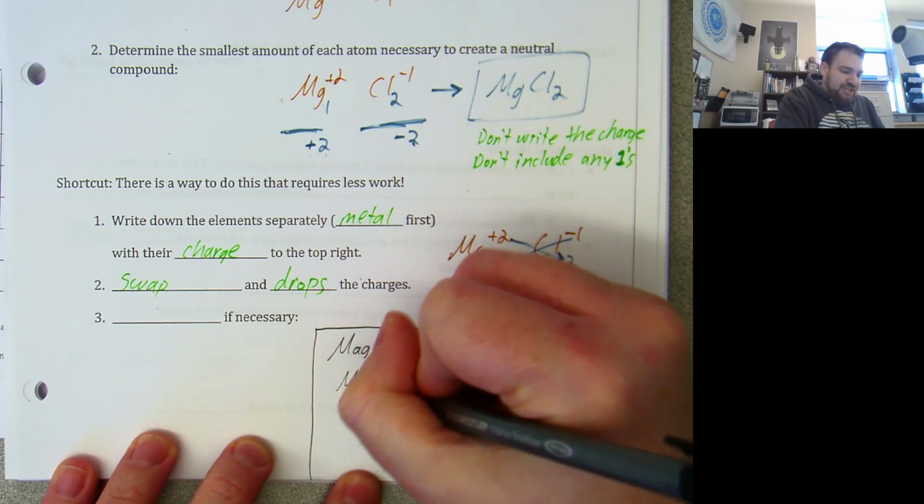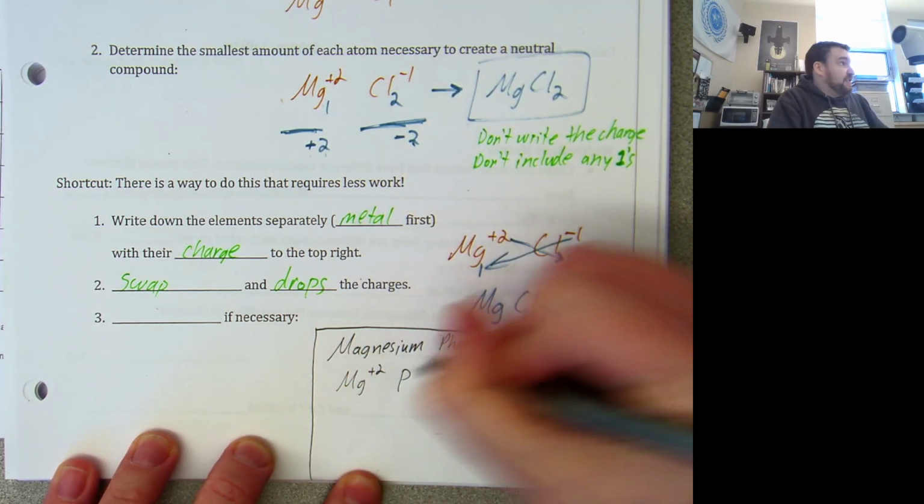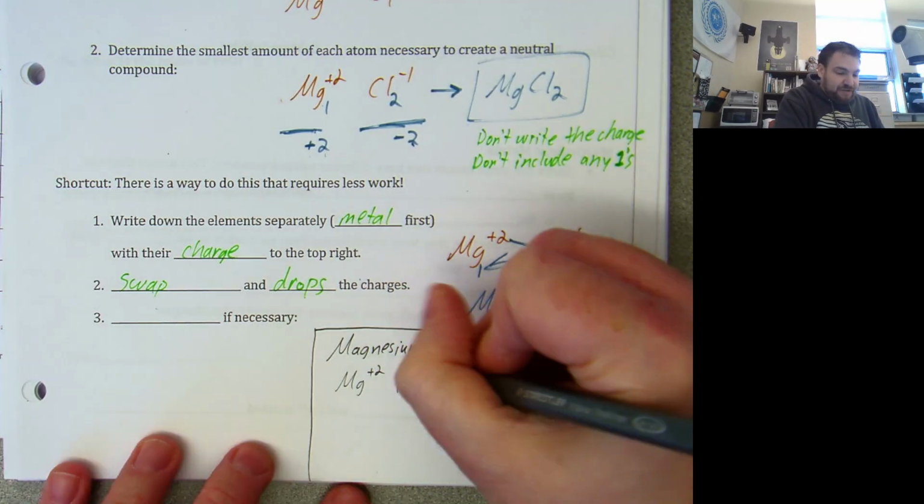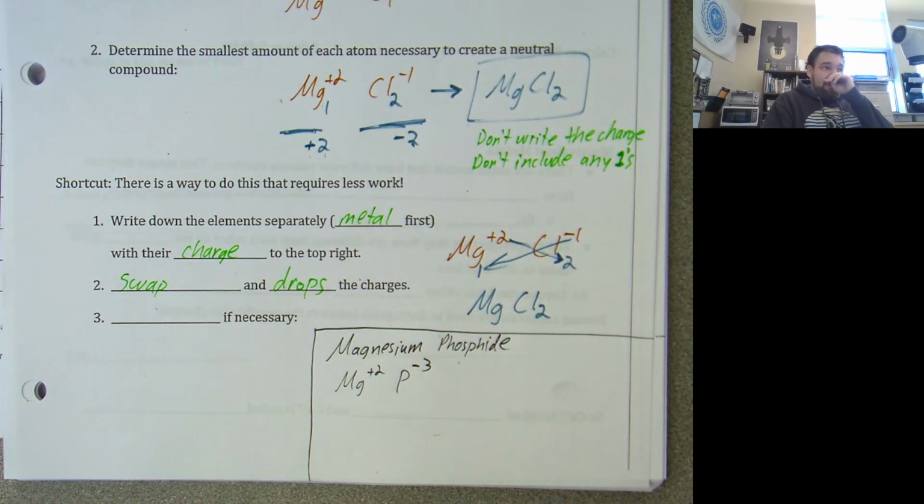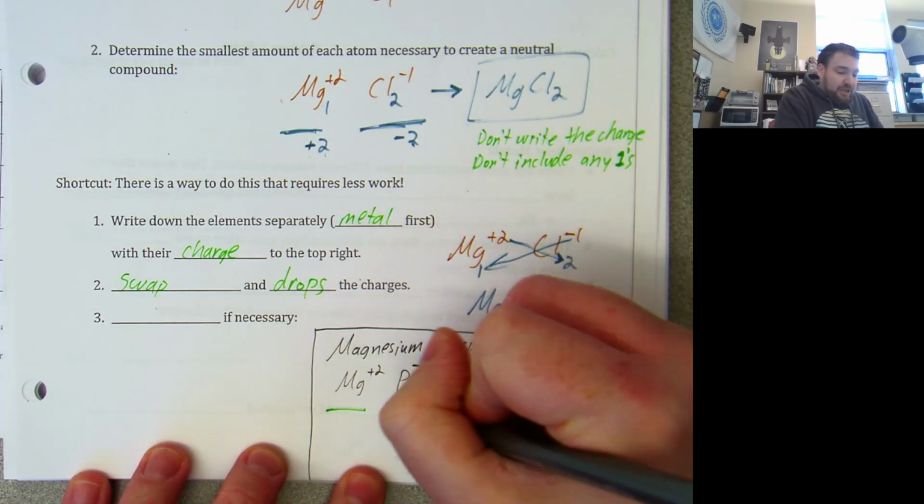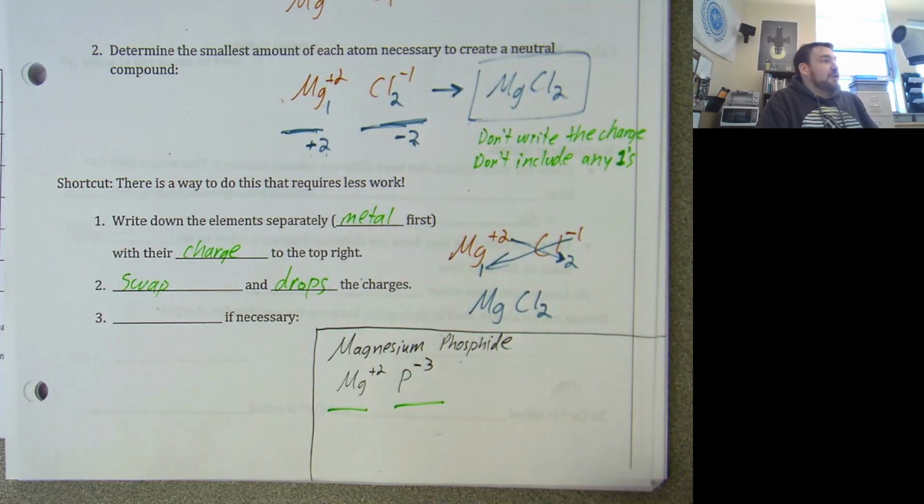So if I've got Mg with a charge of plus 2, phosphorus is just the letter P, it's got a charge of minus 3. So if you're going to do it the long way, you'd say, okay, what's the smallest number that 2 and 3 both go into, or the least common multiple of 2 and 3?